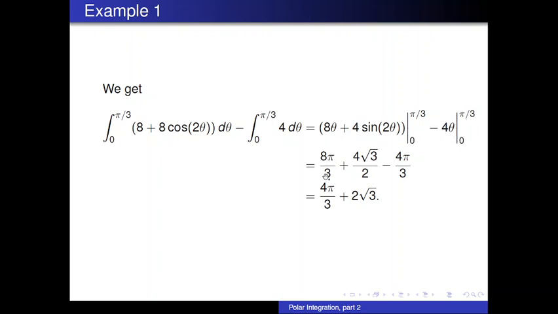So we have 8 pi over 3 plus, let's see, what is sine of 2 pi over 3? I think that's the square root of 3 over 2. So we get 4 times the square root of 3 over 2. And then we subtract 4 pi over 3. So 8 pi over 3 and 4 pi over 3 subtract together to get us just 4 pi over 3. And then 4 times the square root of 3 divided by 2 just gives us 2 times the square root of 3. All right, so that's that area there.